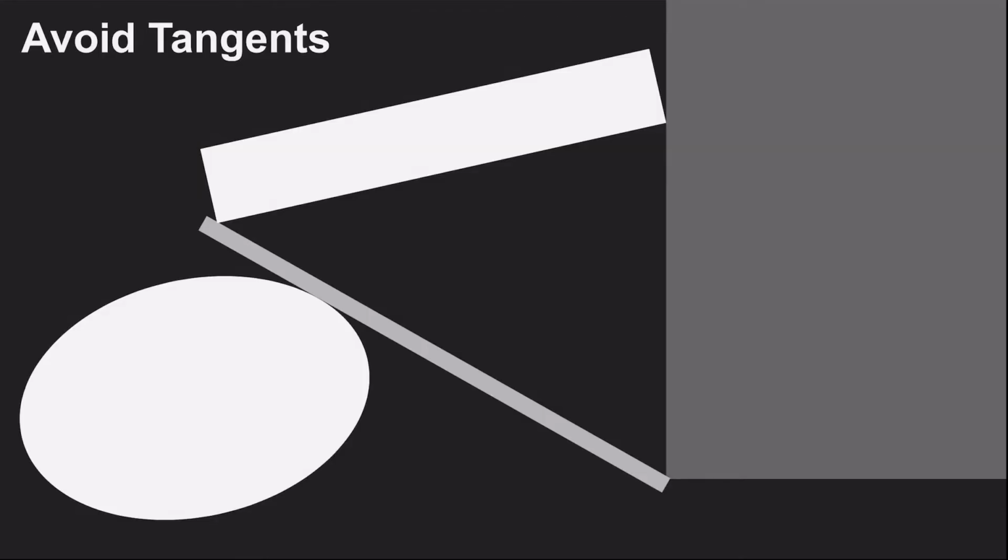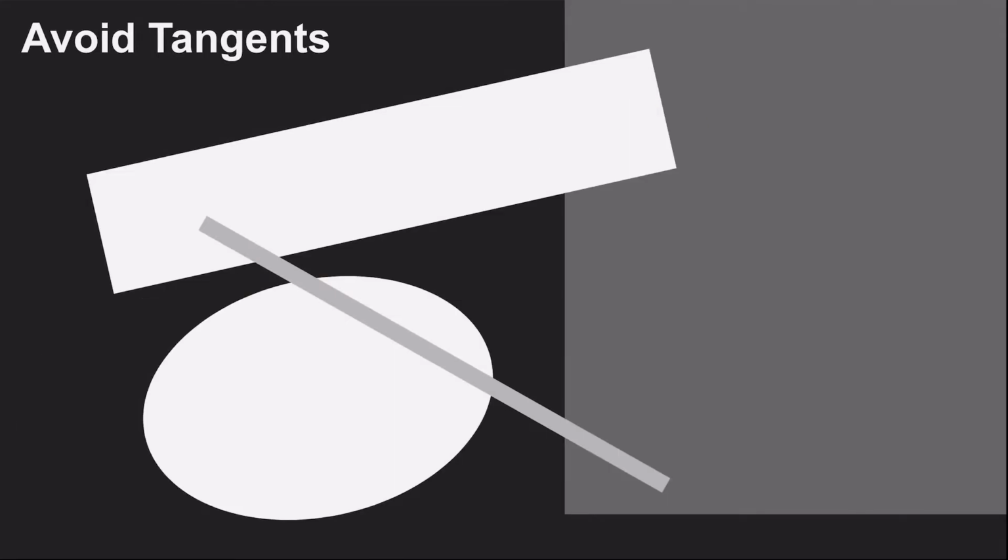Tangents are areas of an image that touch but do not overlap. This can be confusing and uneasy to look at because it makes it difficult to tell which part comes in front. Overlap the parts to avoid this feeling and create more depth.